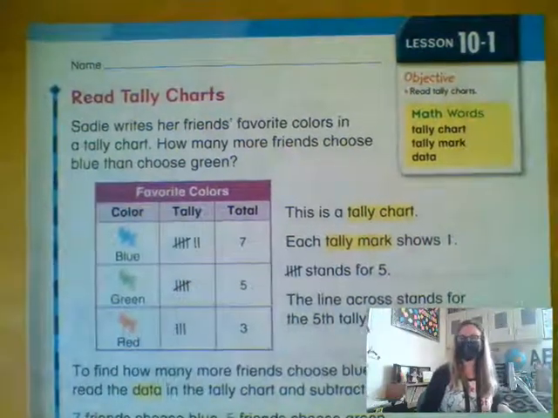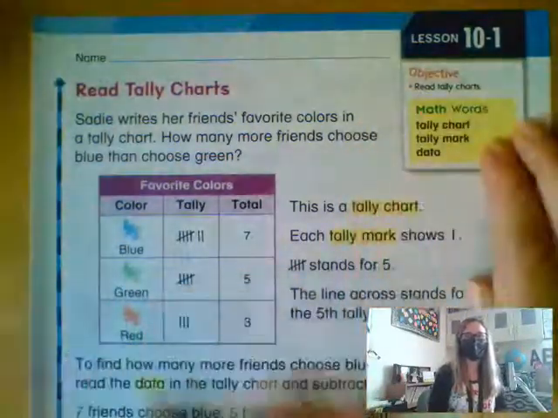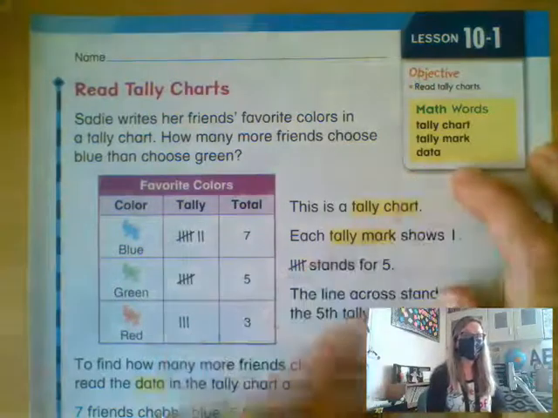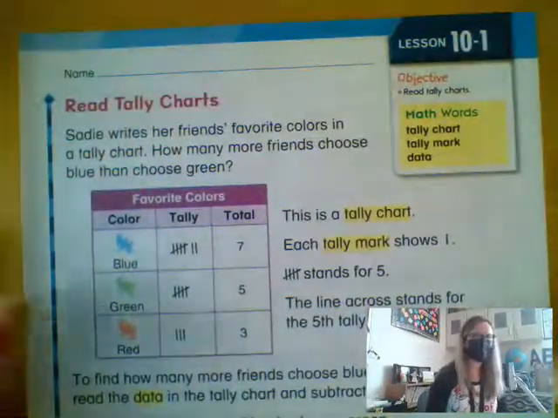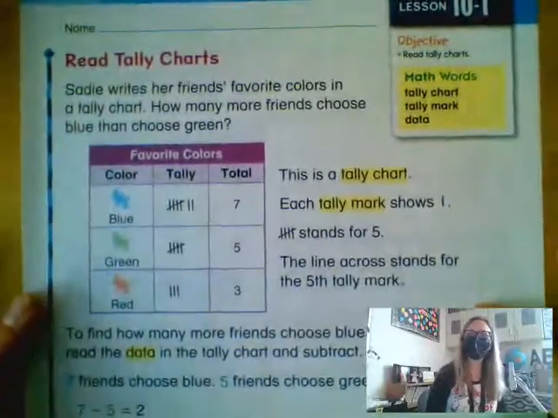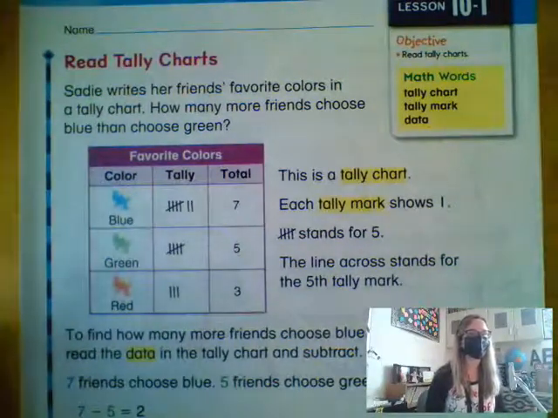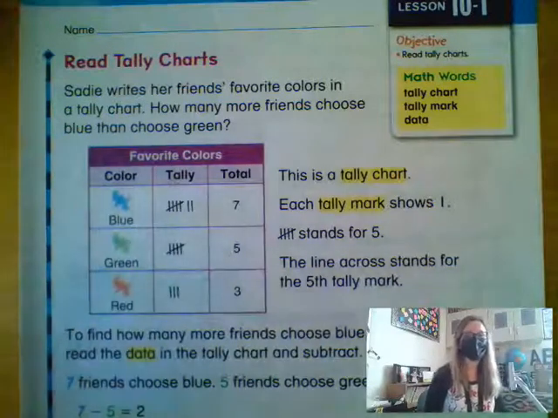It is on page 377. The words that we will be focusing on today are tally chart, tally mark, and data. And we are going to talk about reading tally charts. So it says here that Sadie writes her friends' favorite colors in a tally chart. How many more friends choose blue than choose green?